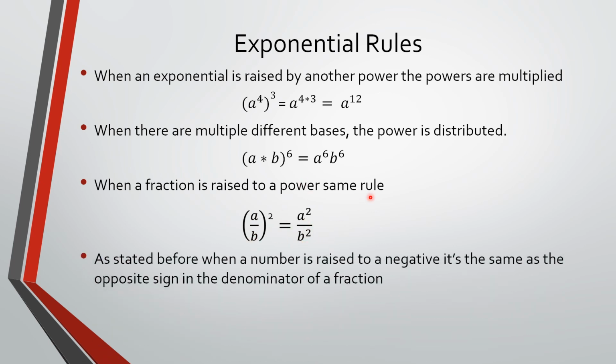As I stated before, when a number is raised to a negative power, it's the same as the opposite sign in the denominator of the fraction. So here, again, a to the negative 7 is the same as 1 over a to the 7th. Notice that this is positive 7th, and this is negative 7. So sometimes this can be useful. We can bring this up to the top if we need to, and that can help us solve the equation or simplify things.